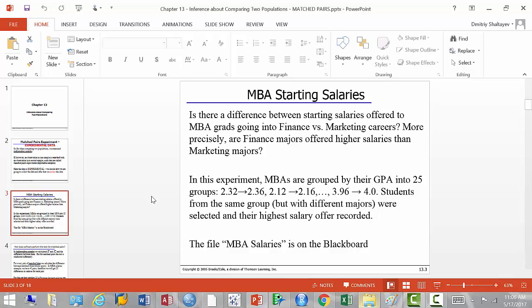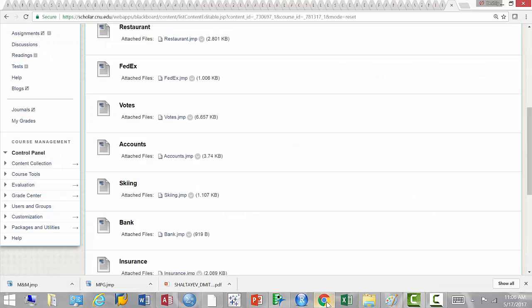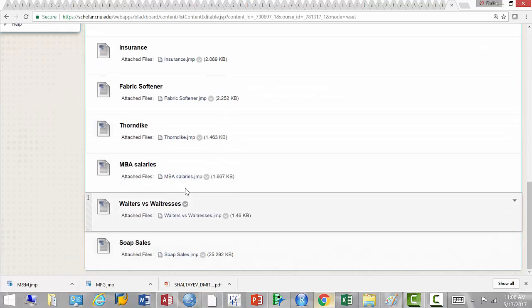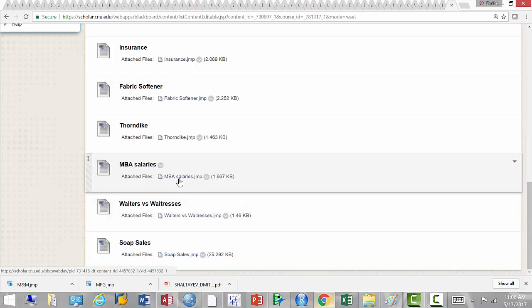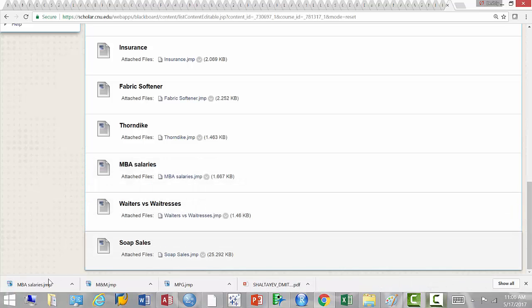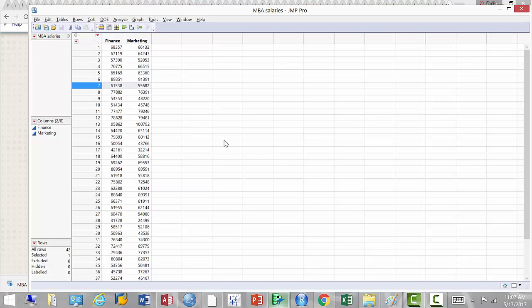Now let's take a look at the data. If you go to Scholar, in JMP data sets, you will find a file MBA salaries. So go ahead and download that and open it up. Okay, and there it is. So what I have is 42 observations in sample 1 and in sample 2.